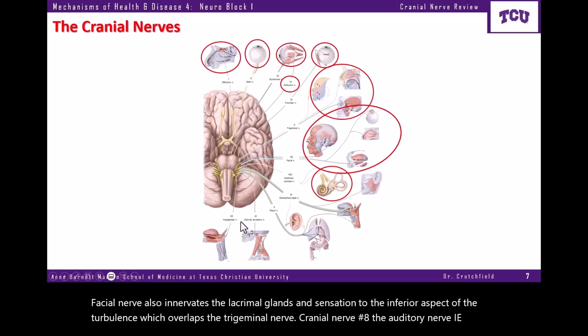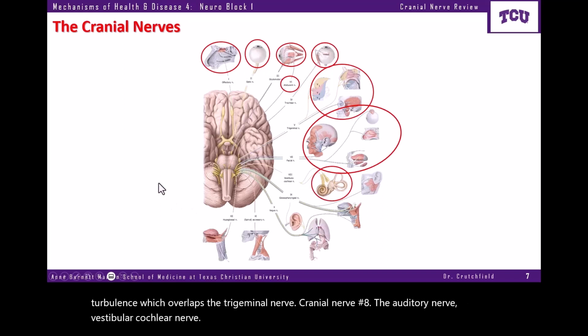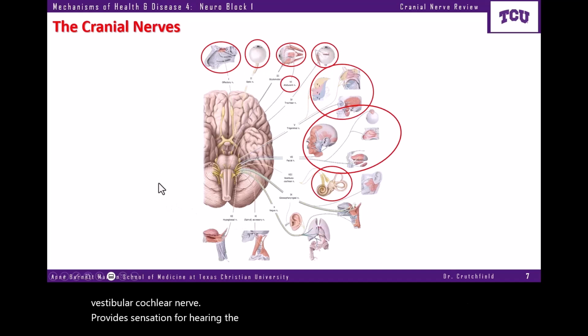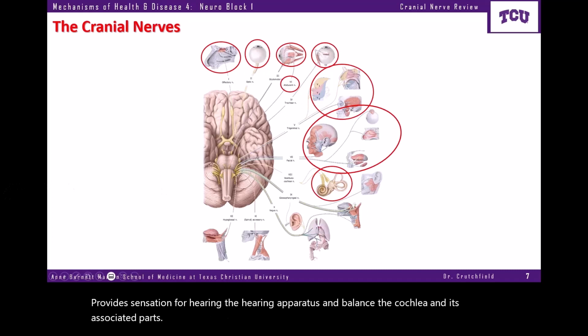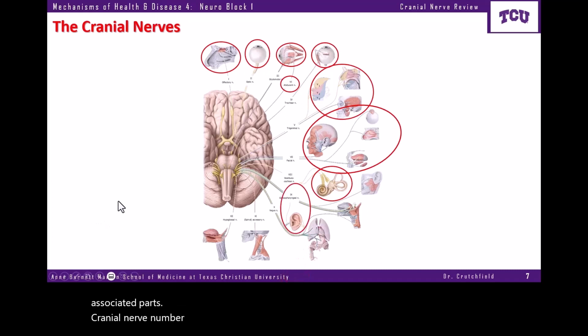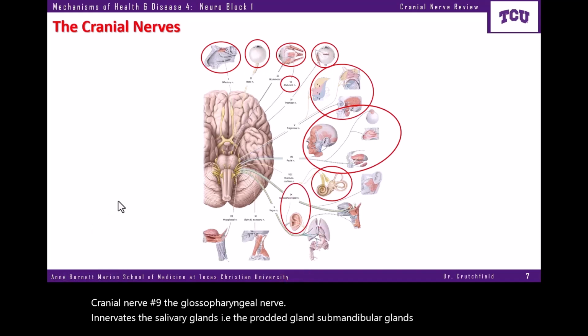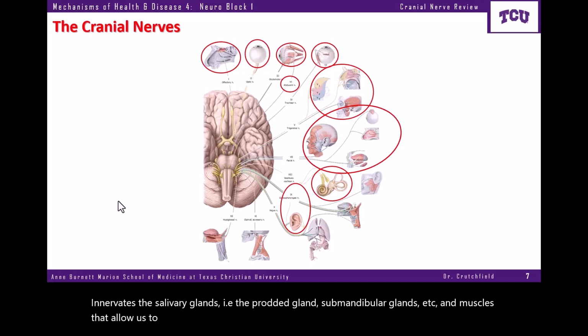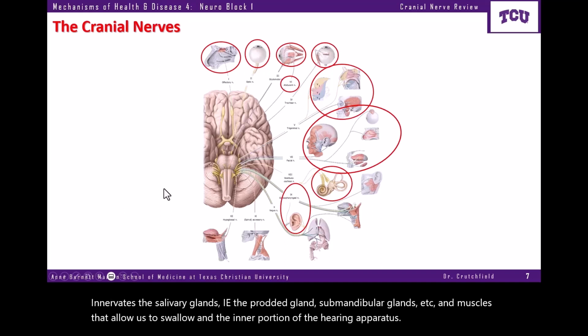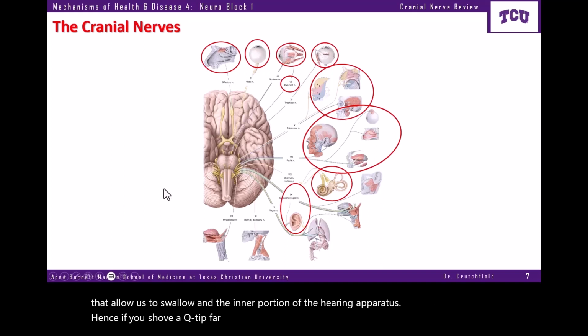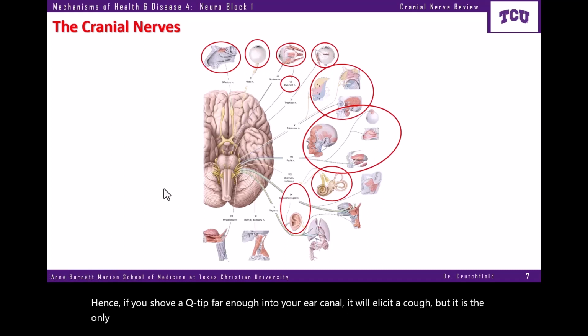the vestibular cochlear nerve, provides sensation for hearing, the hearing apparatus, and balance, the cochlea and its associated parts. Cranial nerve number 9, the glossopharyngeal nerve, innervates the salivary glands, i.e. the parotid gland, submandibular glands, etc., and muscles that allow us to swallow, and the inner portion of the hearing apparatus. Hence, if you shove a Q-tip far enough into your ear canal, it will elicit a cough, but it isn't the only nerve that innervates the ear.